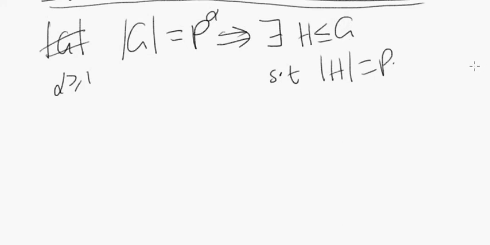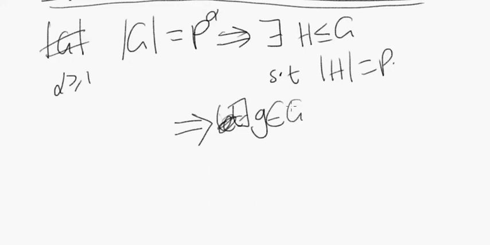And we developed a couple of strategies. One strategy we've been looking at is, suppose there exists some little g in G such that the order of g equals p. Would this be enough for us to conclude that there exists a subgroup of order p?